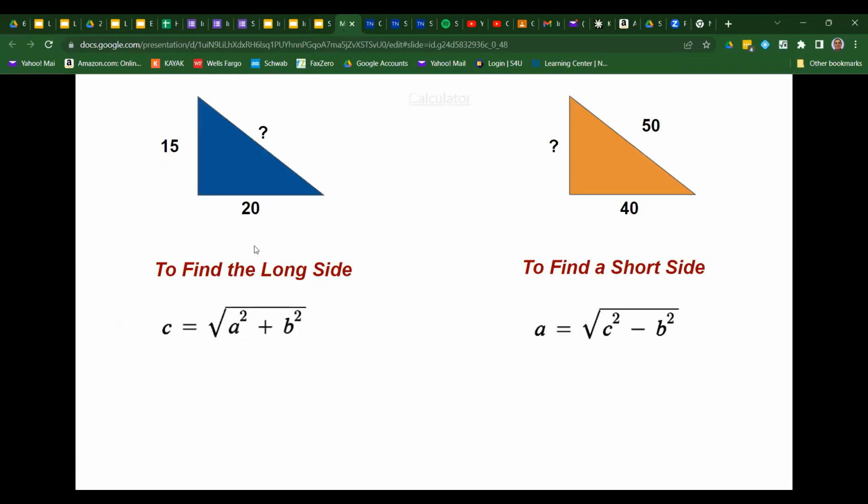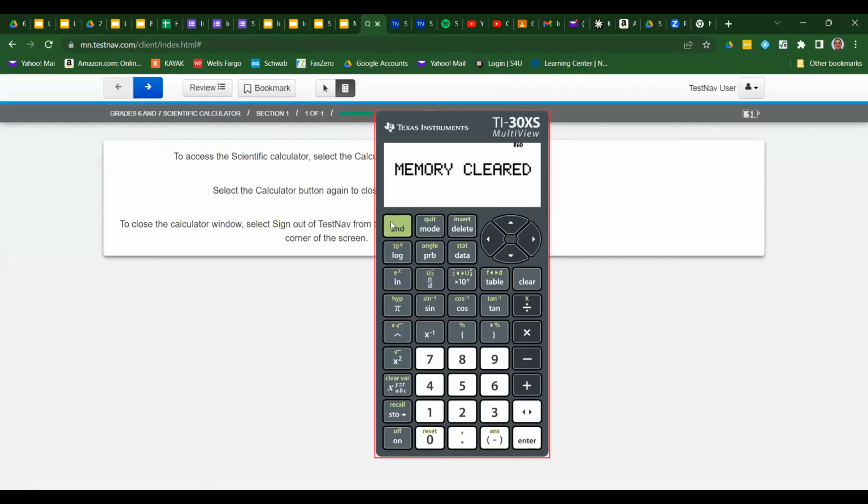So I want to look back at our problem, 15 and 20. So we hit second and the square root button. So we're getting the square root function going, and we're going to take 15 x squared button plus 20 x squared button. Now we have exactly what we need to get this answer. We click the enter key, and there's our answer, 25.